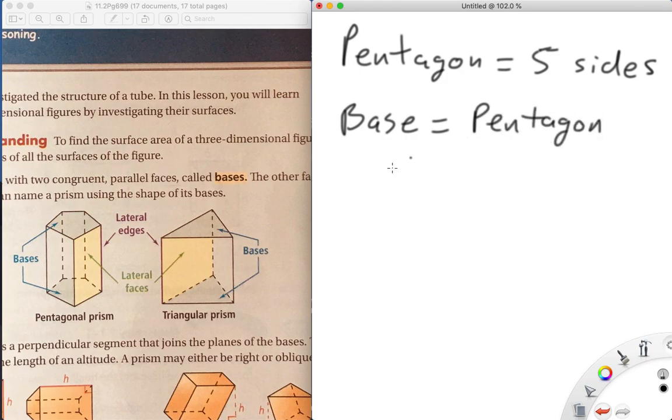So what the book just said is that the base is two congruent parallel faces. If we look at the pentagonal prism, we have a pentagon at the bottom and a pentagon at the top. Top and bottom are parallel, top and bottom are opposites. So these two will never touch each other because they're parallel. And these two are also identical, so they're congruent, parallel, and the same shape. Since they're congruent, the same shape and parallel, we say that the base is a pentagon. We call it a pentagonal prism.